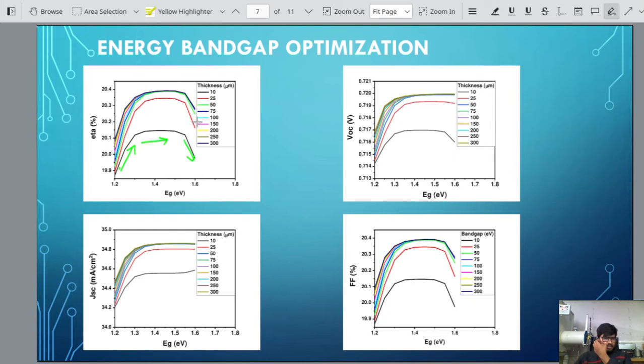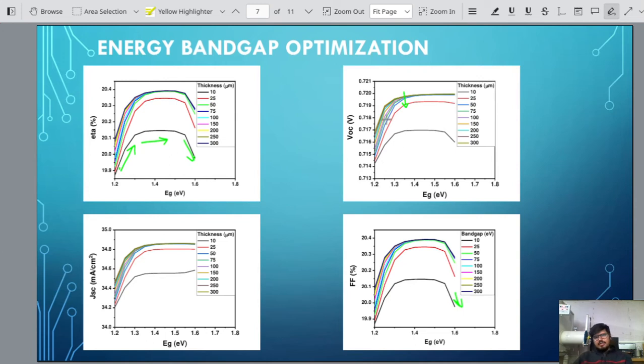electron volt. I have observed a similar trend for the fill factor, where the fill factor increases up to 1.35 electron volt, then changes linearly up to 1.5 electron volt, and then drastically decreases at 1.6 electron volt. For the open circuit voltage, I have seen an increase in VOC up to 1.35 electron volt, and then it stays constant above 1.3 electron volt.